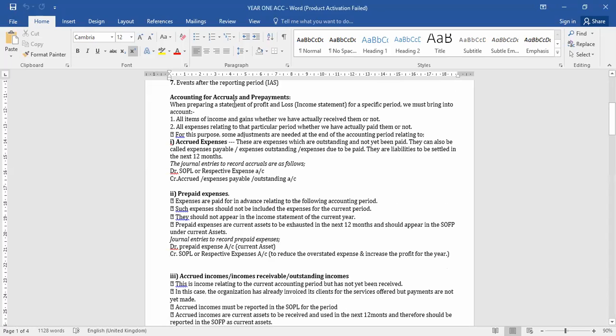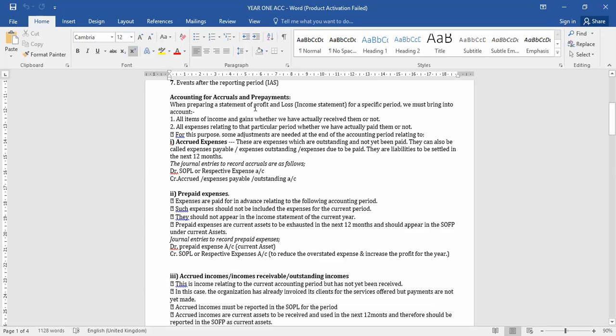Okay, let me start with accounting for accruals and prepayments. What is an accrual? What is a prepayment? An accrual is a liability, and a prepayment, if it's an asset, we're having these things in the form of accrued expenses and accrued incomes, as you can see. We're having accrued expenses, and on Roman numeral 3, accrued incomes.